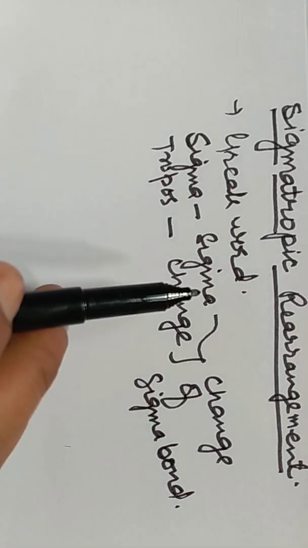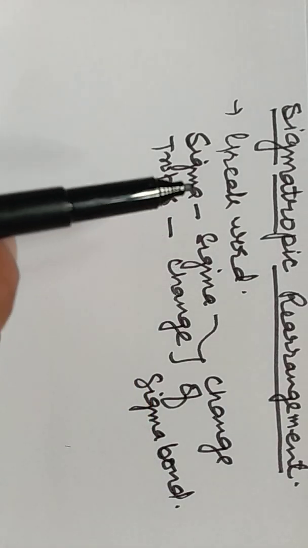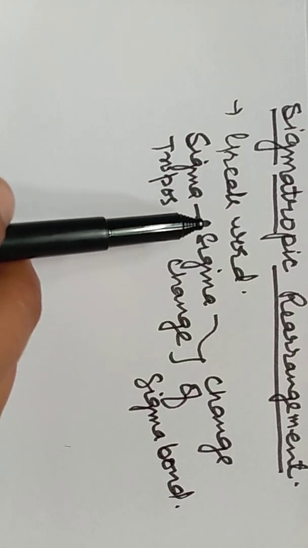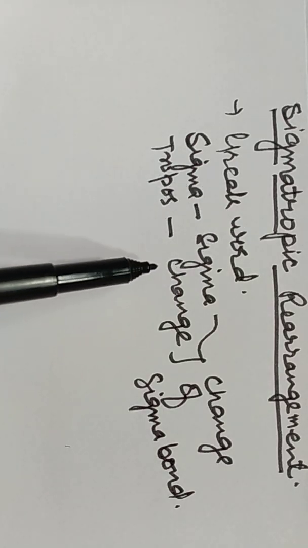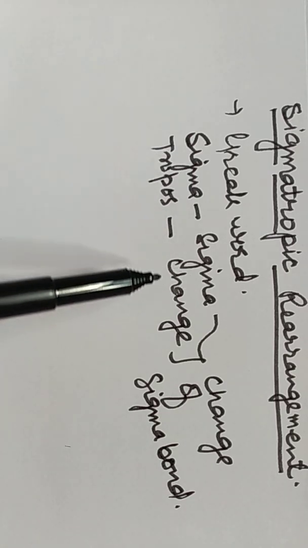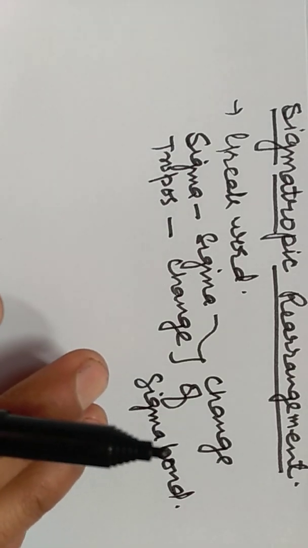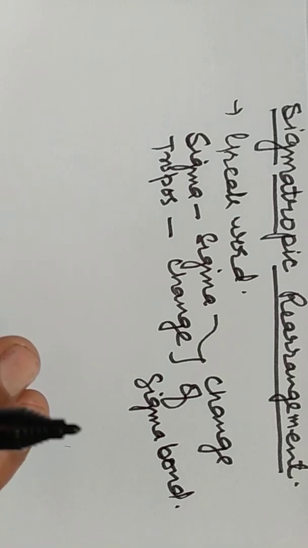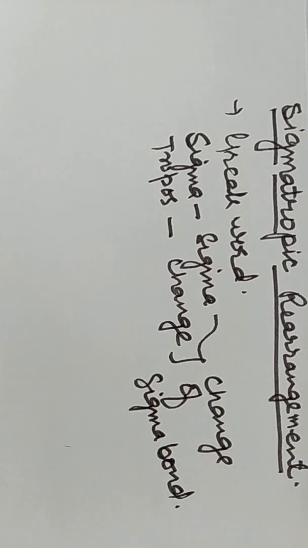Sigmatropic reaction is a type of pericyclic reaction, and the word comes from Greek meaning sigma change, right? Sigma means sigma and tropos means change. In sigmatropic rearrangement there is a change of sigma bond. The sigma bond shifts from one position to the other, right?